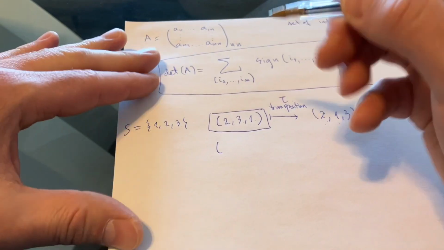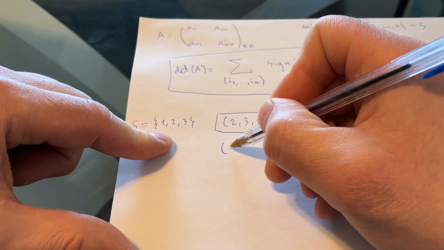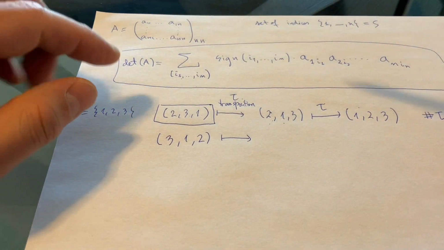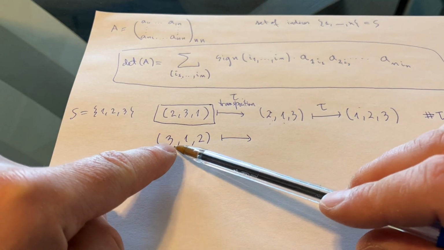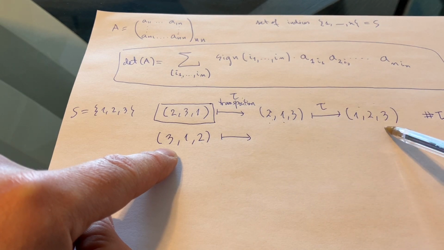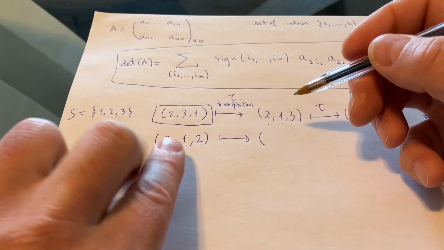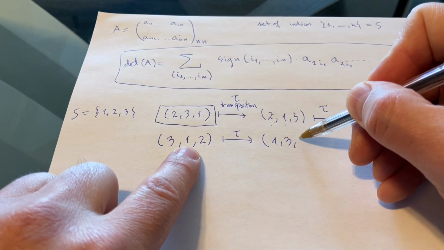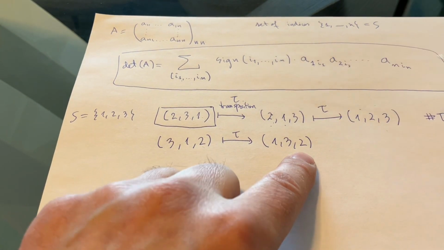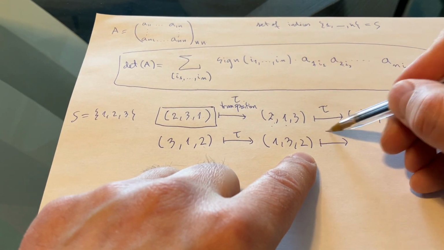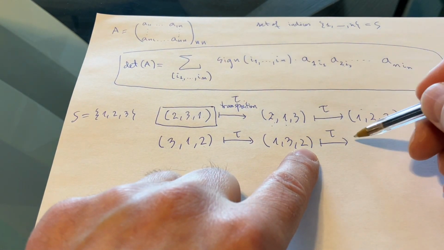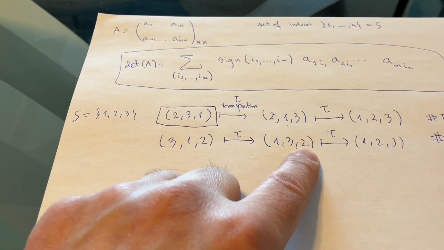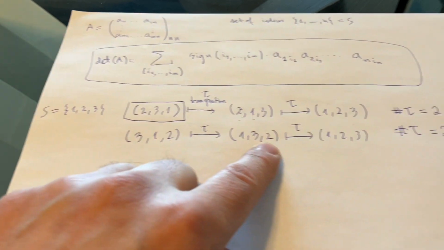Now you could, for example, choose the permutation 3, 1, and 2. What would it take for us to bring 3, 1, and 2 into 1, 2, 3? Well, we might swap 3 and 1. So we apply 1 transposition here, getting 1, 3, and then 2. We leave the third position fixed, and then we apply a second transposition on 3 and 2. So we get 1, 2, and 3. So again, the number of transpositions is equal to 2.